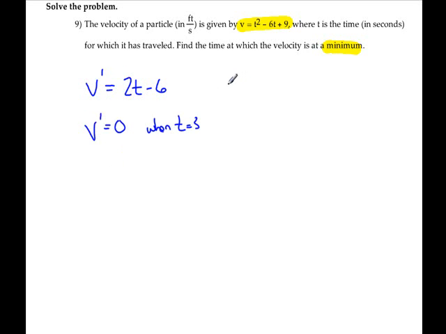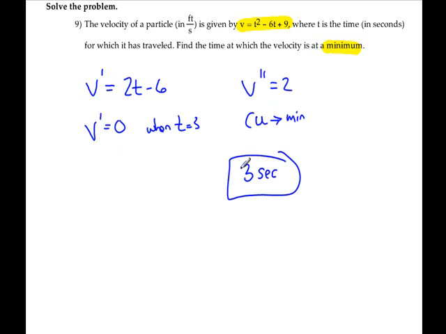Now we just need to see if we're getting a min or a max there. My second derivative would be 2. That's positive, so we're concave up, which implies a minimum. So this will happen at 3 seconds. And that's all there is to number 9.